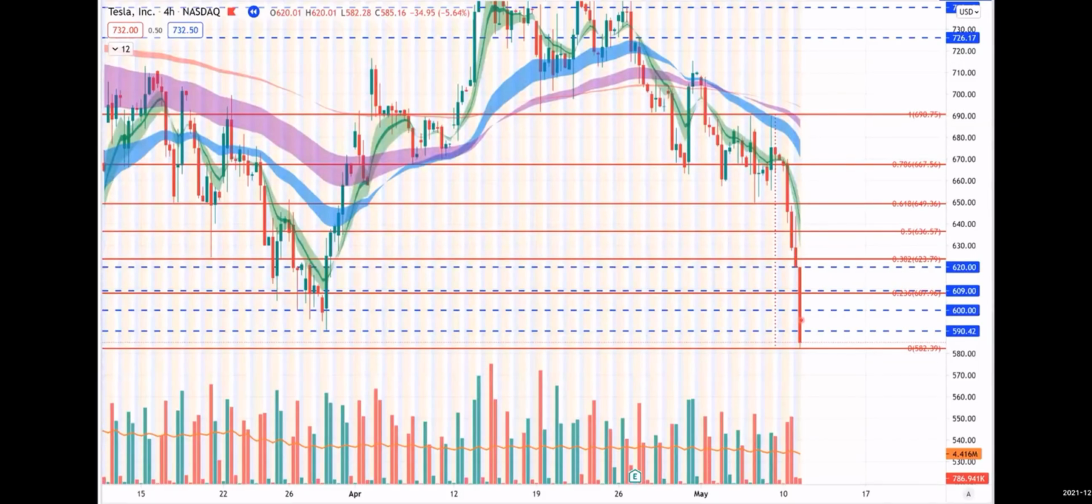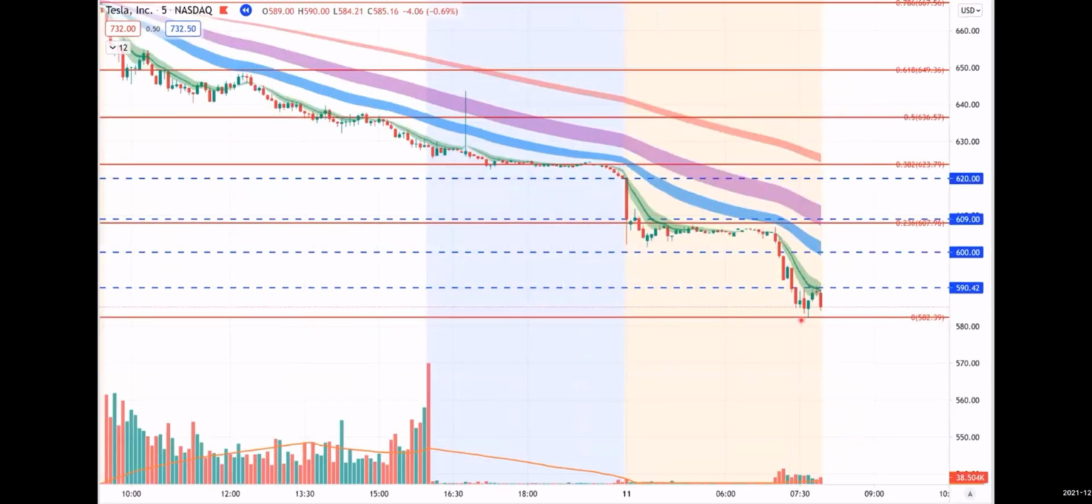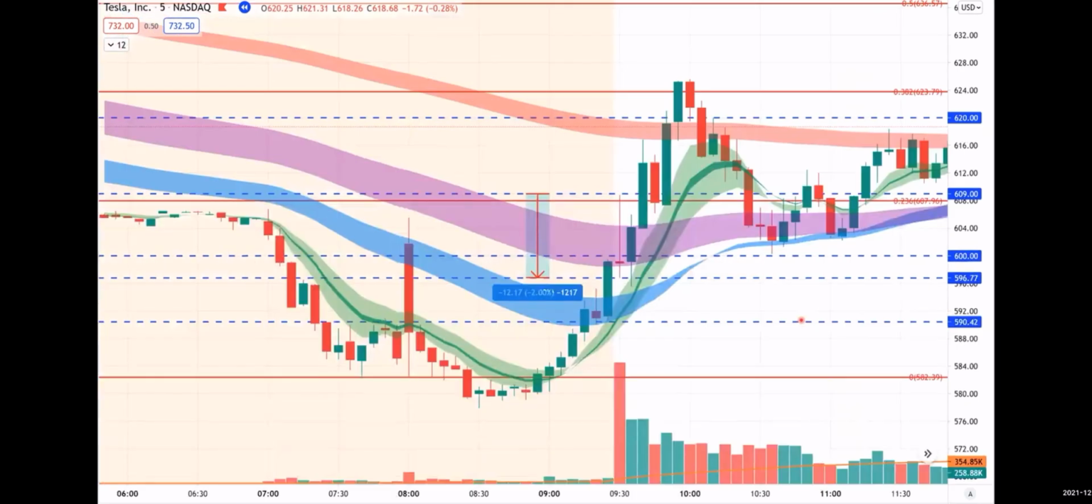So let's see what happened. Tesla 1 hour, same chart. Tesla 5-minute the previous day. Let's see what happened after market open, right? So this is a very complex trade, guys. This is a very complex trade. Those blue levels are my lines, man. I drew support and resistance lines.